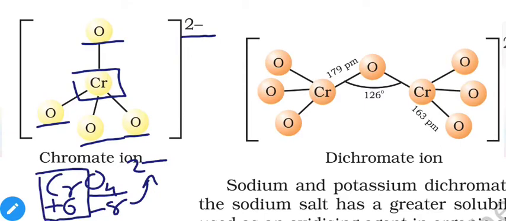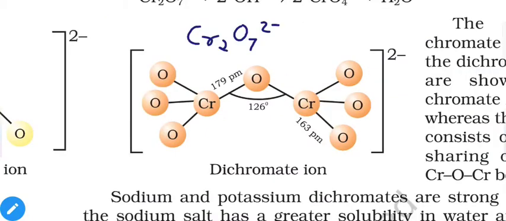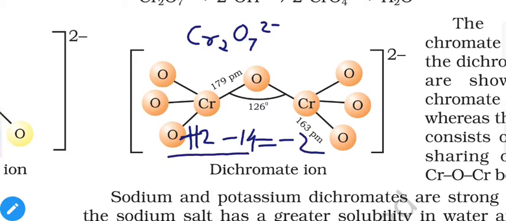Now let's check the dichromate ion. We have 2 chromiums and 3 plus 3 plus 1, so 7 oxygens. It is Cr2O7, and overall it has a -2 charge. The 7 oxygens will give us -14 charge, and the 2 chromiums combined give +12, which is why the overall charge is -2. So 2 chromiums give +12, which means a single chromium is in the +6 oxidation state, the same as in the chromate ion.